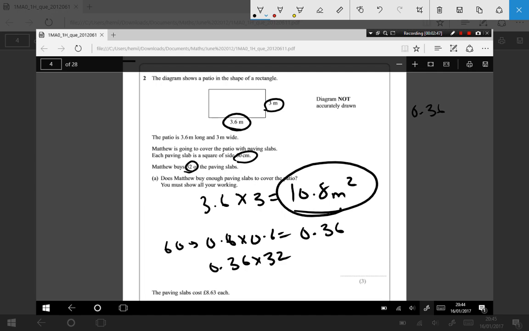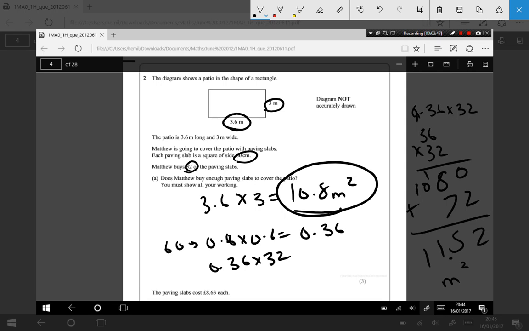0.36 times by 32. To make it easier, just convert the 0.36 into 36 and then do multiplication like this. 6, 3 is 18, 9, 10, 72. So 1, 5, 2, 1, 1. So it's 11 pound. I'm sorry, not 11 pound. It covers 11.52 meters squared.